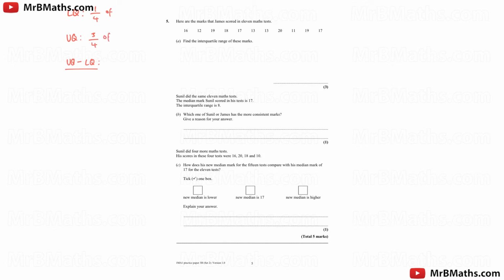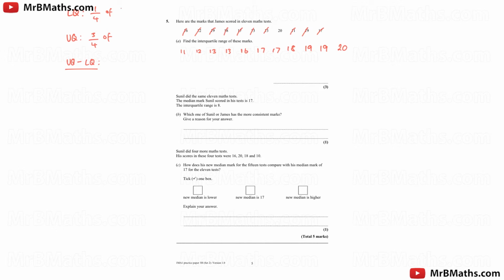Okay, so what I'm going to do quickly is just rearrange this in ascending order. So we're going to start off with 11, cross that off, 12, cross that off, 13 and 13, cross these two off, 16, we've got 2 17s, 1 18, 2 19s, and 1 20. Okay, so now I can do the lower and upper quartile.